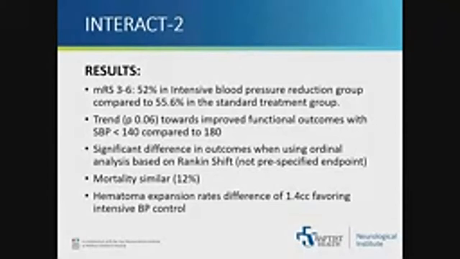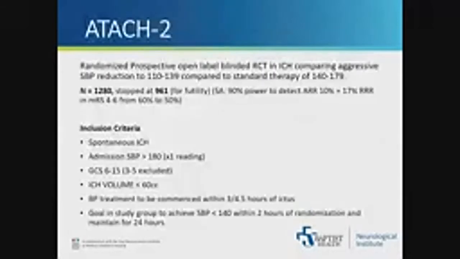Then came along another study called the ATTACH-2 trial, the Antihypertensive Treatment of Acute Cerebral Hemorrhage study. These patients were randomized within 4.5 hours to 2 targets. The first blood pressure group was 110 to 139, and the second group was 140 to 179. Let me turn the slide so you can see what I'm talking about.